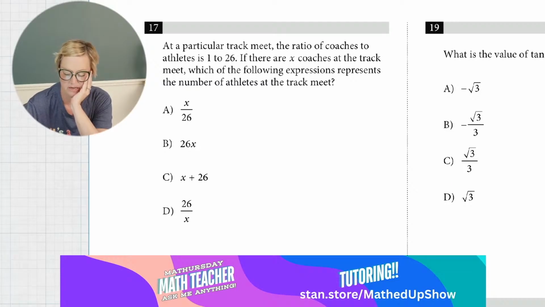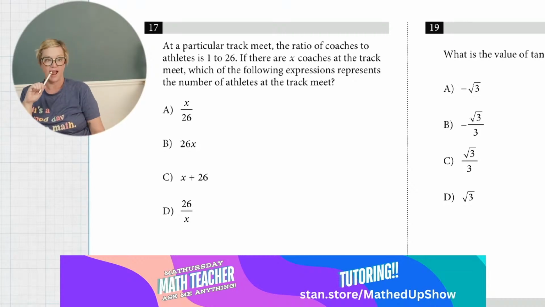So at a particular track meet, the ratio of coaches to athletes is 1 to 26. If there are X coaches at the track meet, which of the following expressions represents the number of athletes at the track meet?